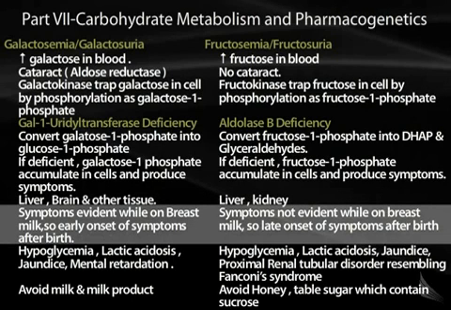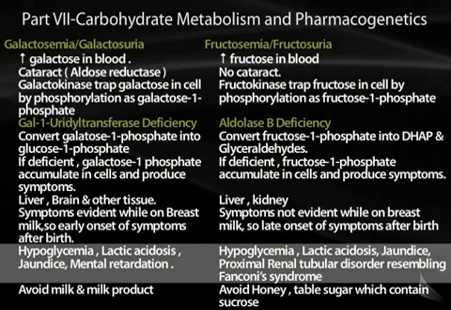For galactosemia, symptoms are evident while on breast milk, so early onset of symptoms after birth. You start to see that galactosemia symptoms take effect right away. Now with fructosemia, symptoms are not evident while on breast milk, so it's a late onset after birth. What you'll start to see with galactosemia is hypoglycemia, lactic acidosis, jaundice, and mental retardation. With fructosemia, you'll see hypoglycemia as well as lactic acidosis and jaundice, so those are similar. But with fructosemia, you see proximal renal tubular disorders resembling Fanconi syndrome.